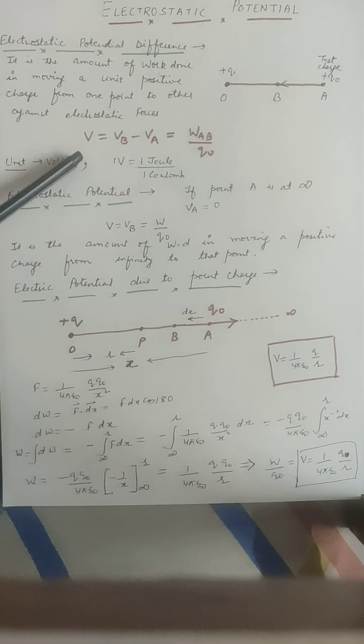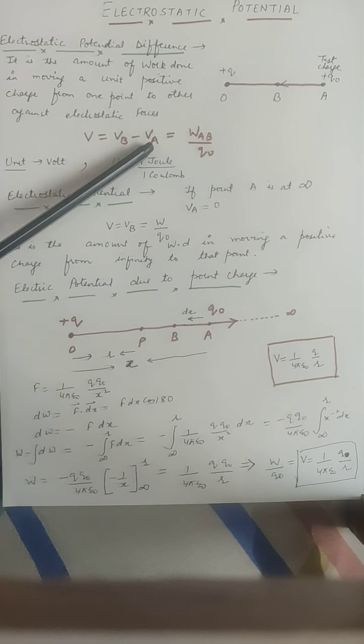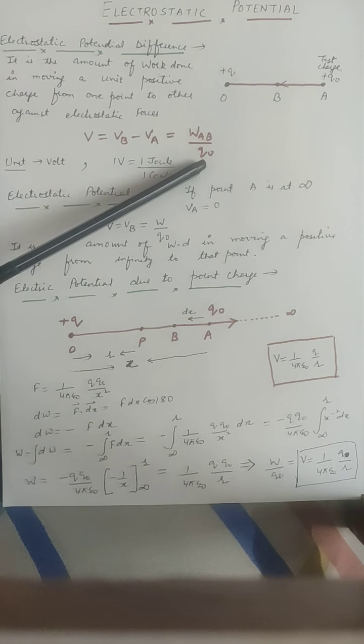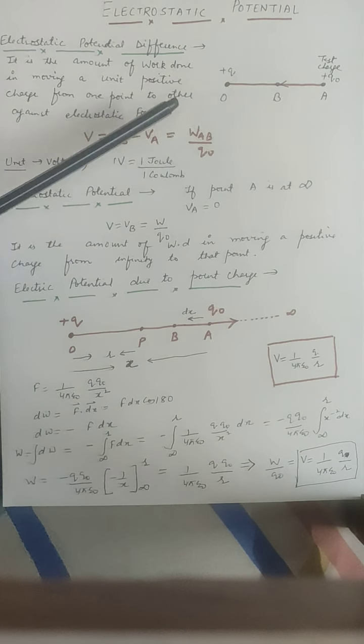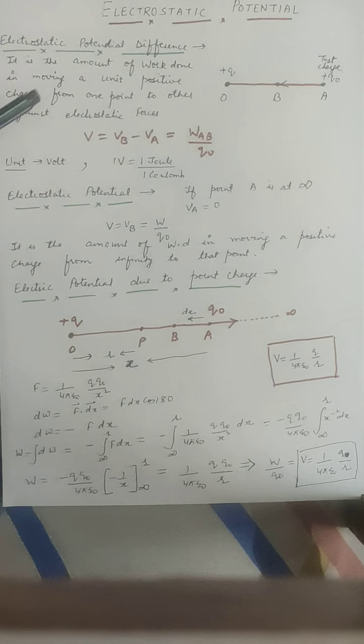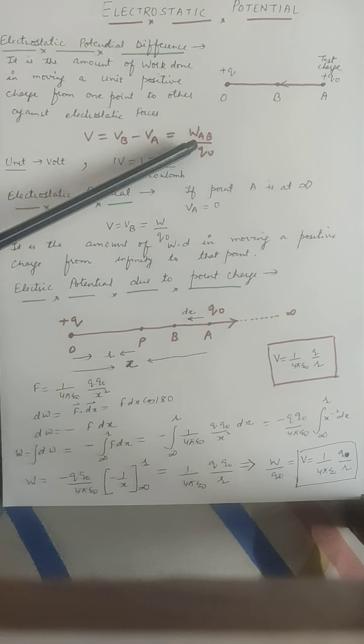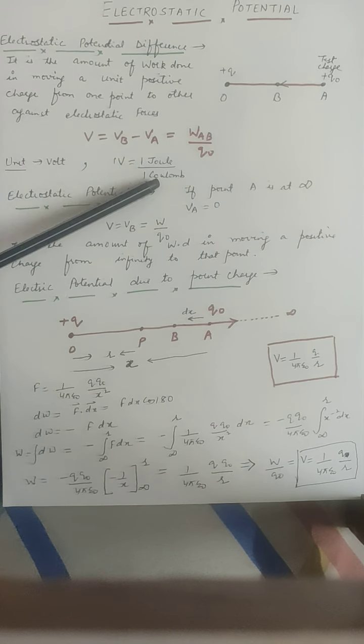Hence, the electrostatic potential difference is VB minus VA, which is work done per unit test charge. This work we are doing against the electrostatic force of repulsion. Its unit is volt, and 1 volt is defined as 1 joule upon 1 coulomb.